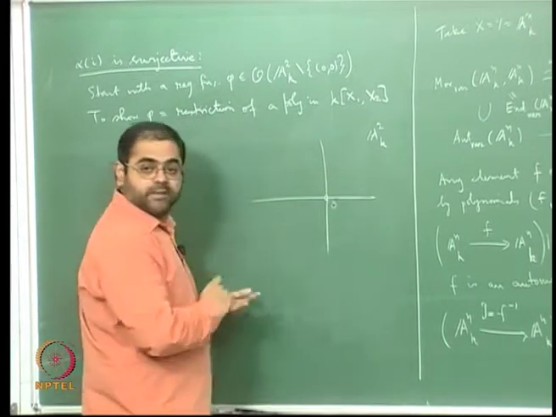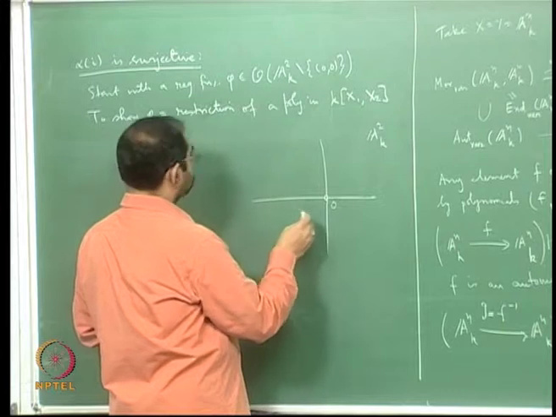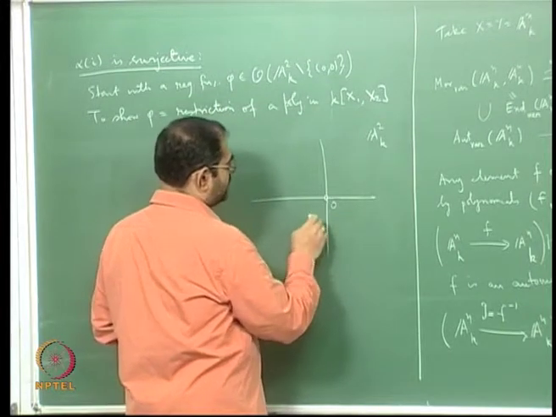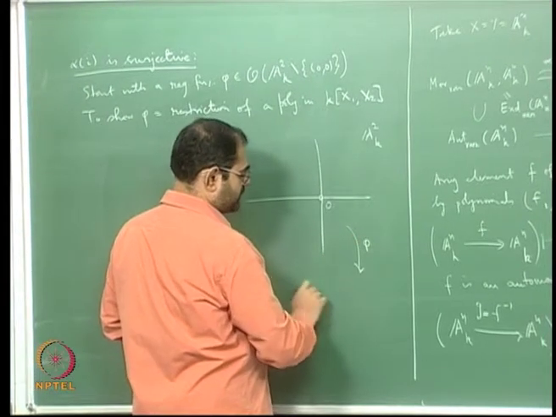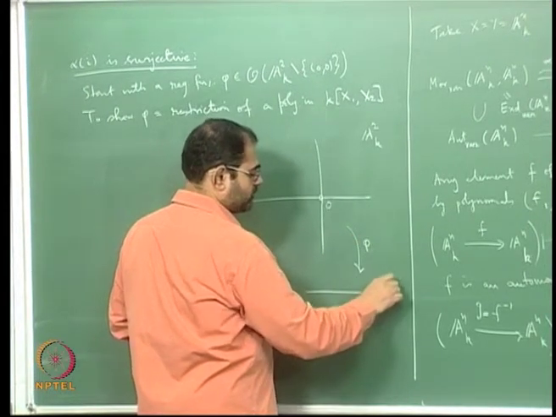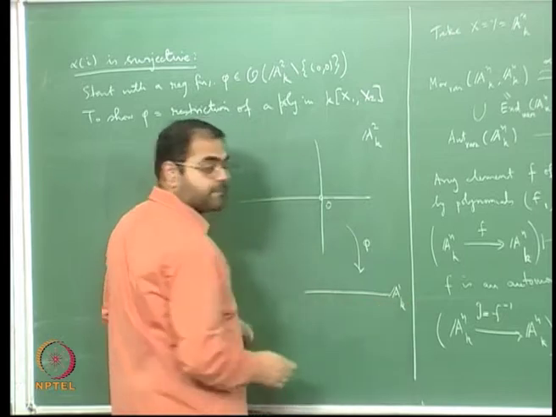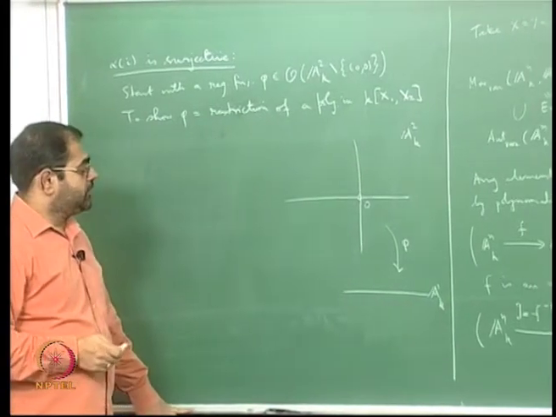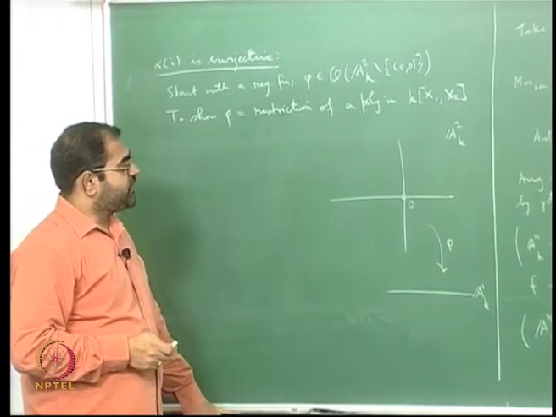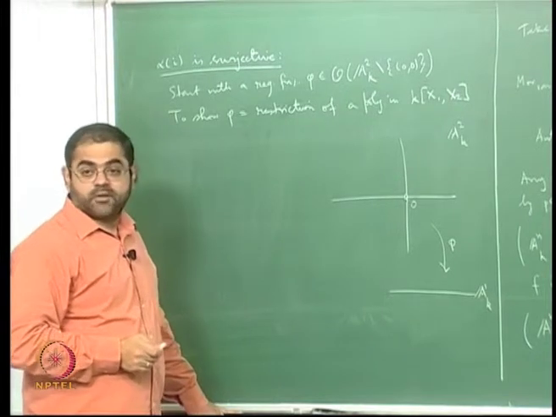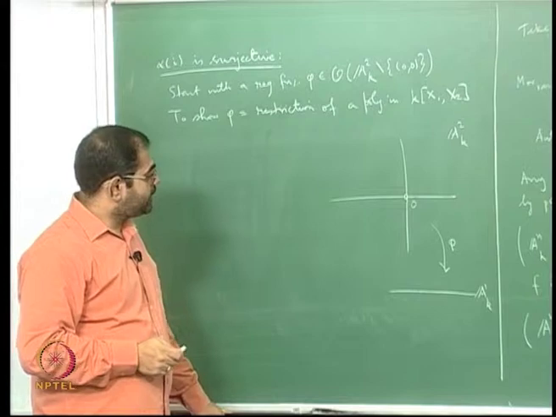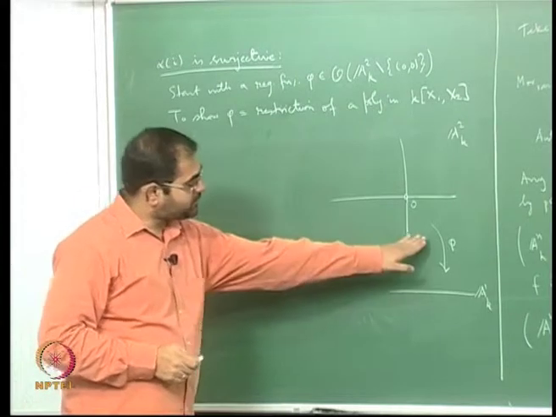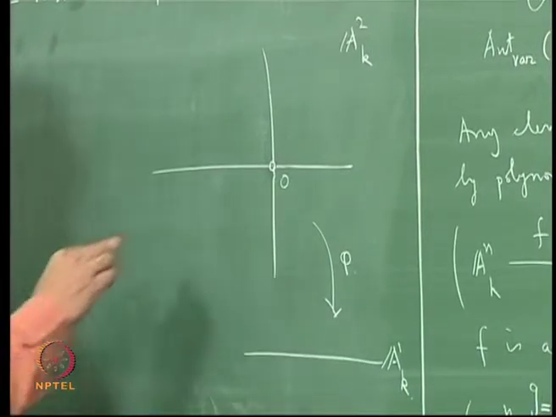So this is the punctured plane, and I have a regular function on this, namely a phi which takes values in A1, right. So this is my phi, and I have to show this phi is actually coming from a polynomial, right. And what is the meaning of saying that this is a regular function? Let us go back into that.